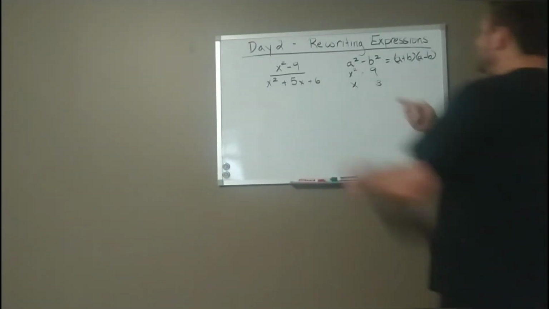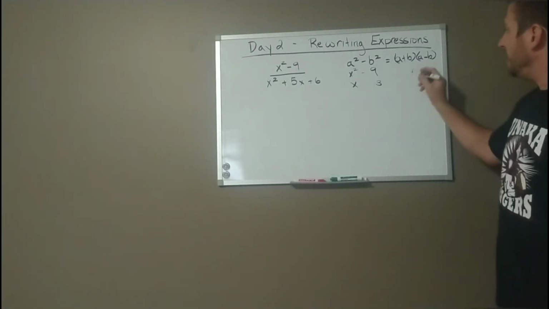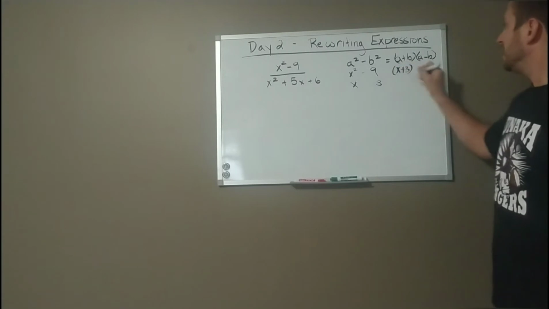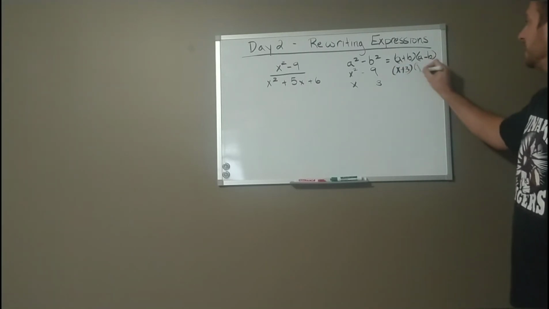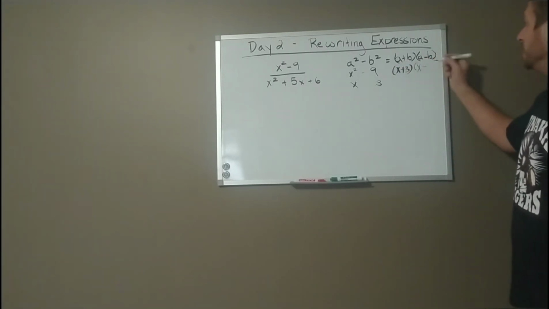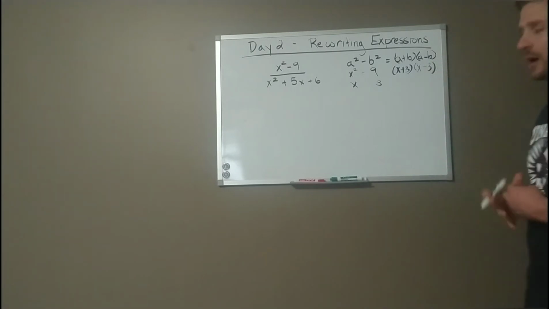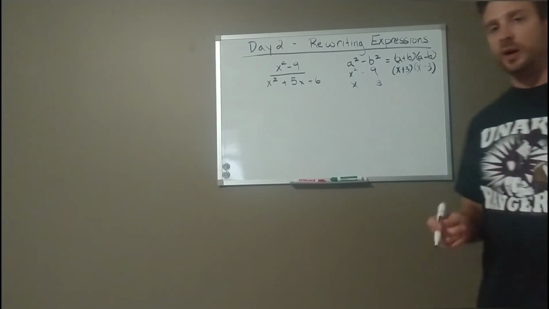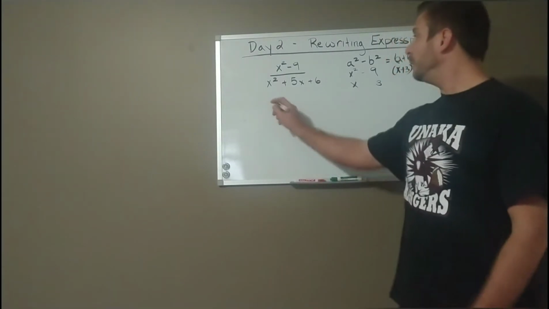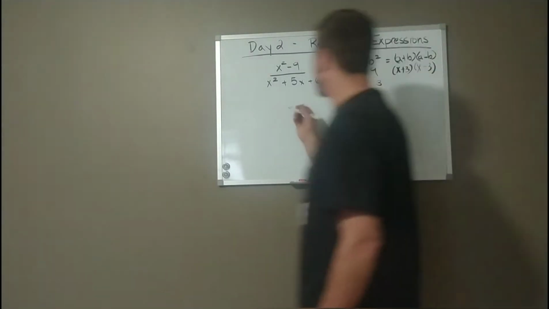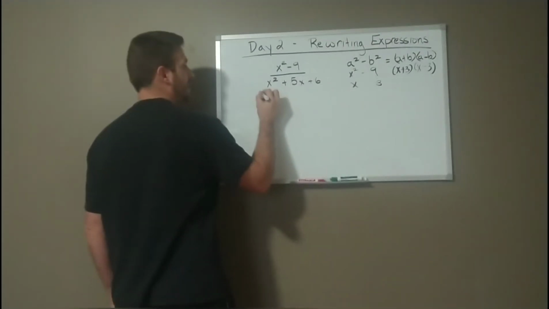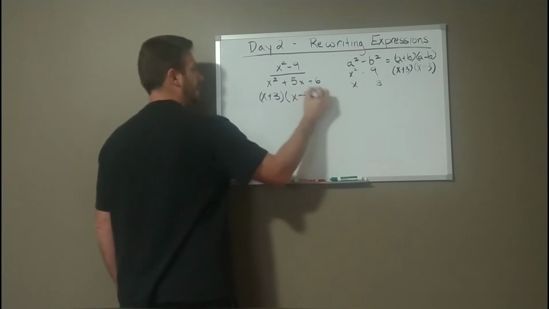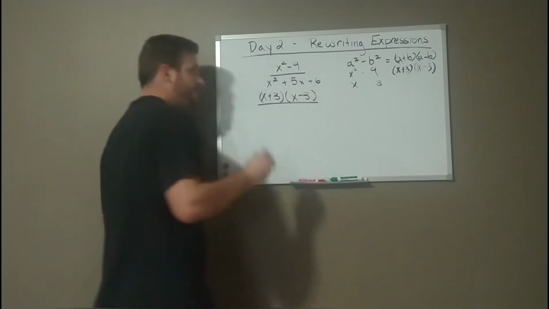And so what that brings us to is a plus 3 times a, which is x, minus 3, which is b. So that's how we factor a difference of squares. And so our top, the x squared minus 9, can now be rewritten as x plus 3 times x minus 3. So now we've factored the top.